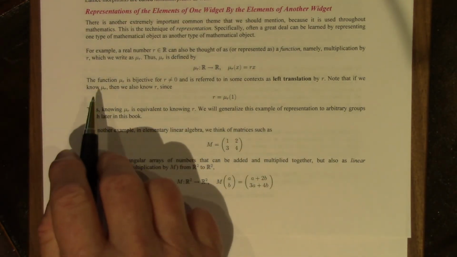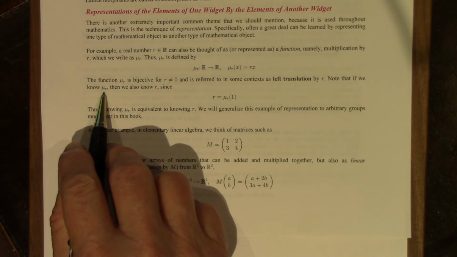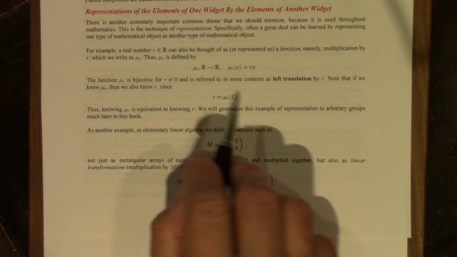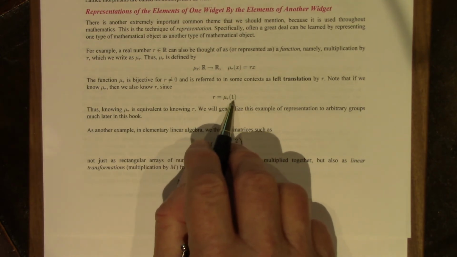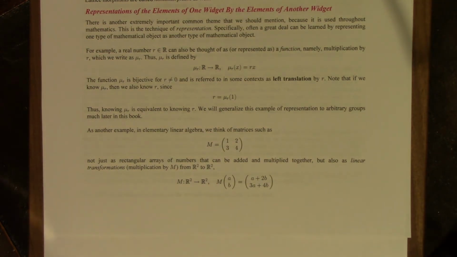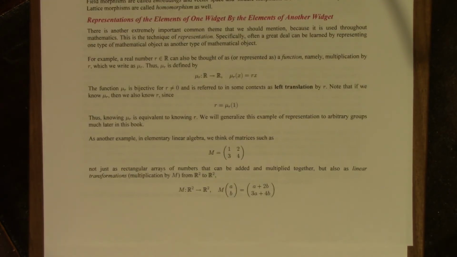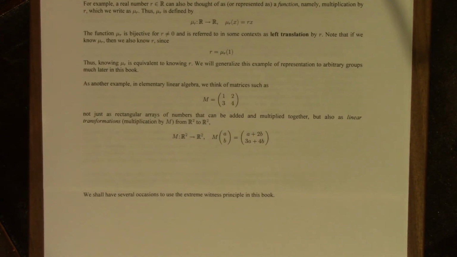Note that if we know this function mu sub r, we can easily recover r just by applying mu sub r to the element 1. So knowing mu sub r is equivalent to knowing r. So in a way, it's just a different point of view looking at real numbers, looking at them as functions. And we're going to generalize this idea and the left translation representation to arbitrary groups much later in the course.